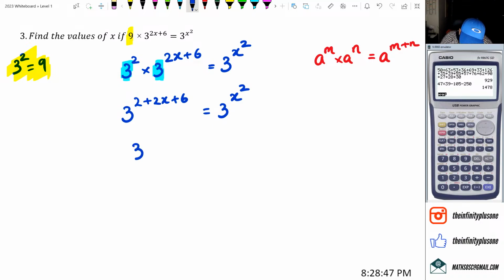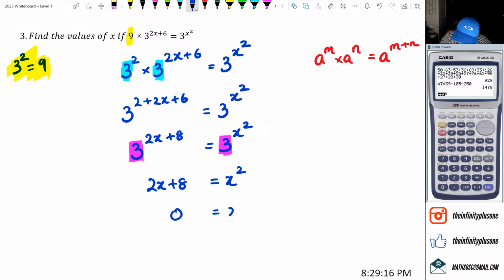Now we can combine that 6 and 2, so we're going to get 2x plus 8 equals 3 to the power of x squared. At this point, because our two bases, which is 3 in this case, are the same, we can almost ignore them and say that the two powers must equal each other. If the two powers equal each other, we get 2x plus 8 equals x squared.